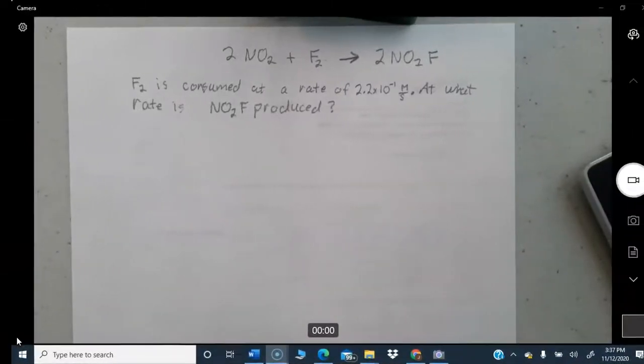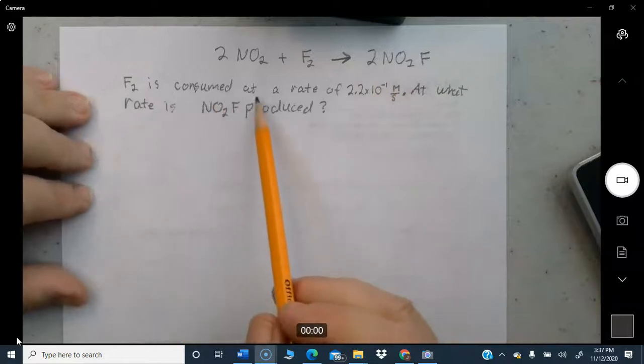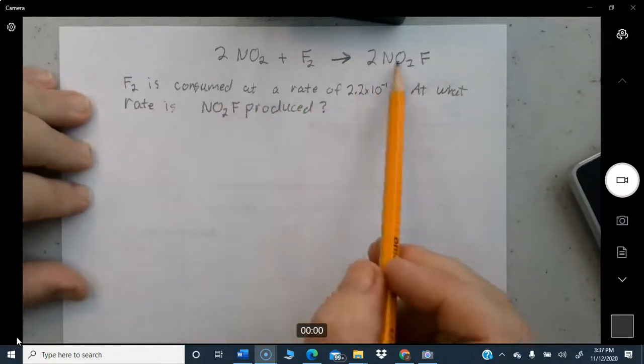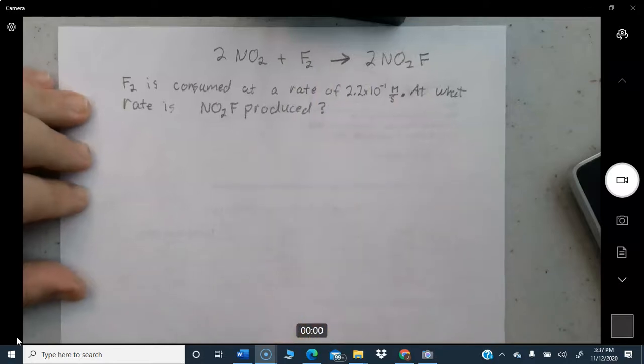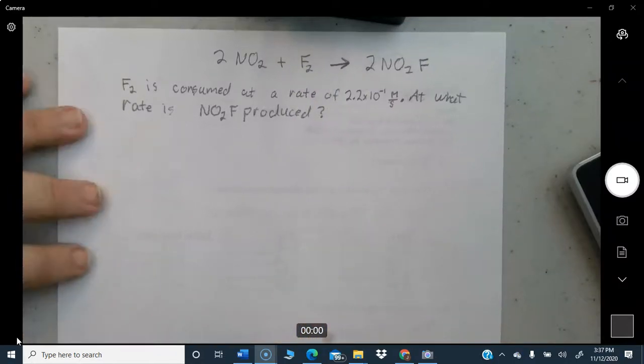Okay, so you're talking about the rate of appearance of NO2F. F2 is consumed at this rate, at what rate is NO2F produced? Okay, so this is a rate expression problem, one of the ones we did way back at the beginning. So write this entire equation as a rate expression. See if you remember how to do that. Okay, you can stop the video and try it, and I'll go ahead and do it.